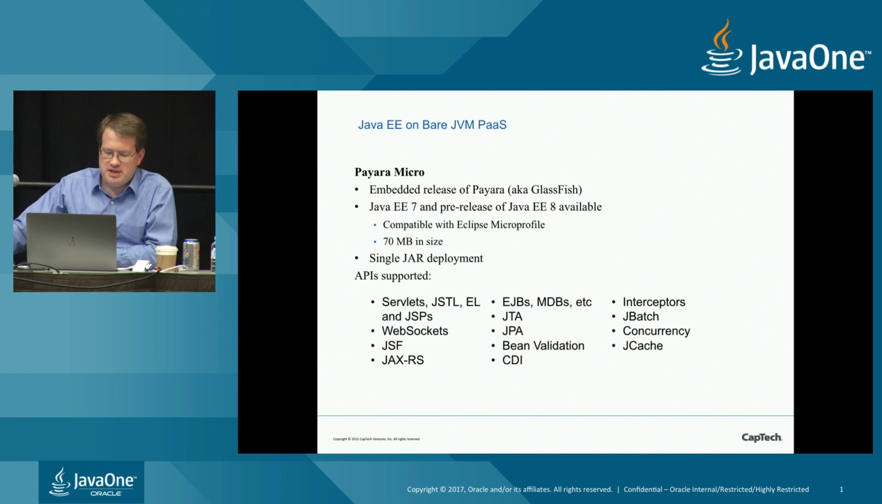I actually had a separate demo that I was working on with Swarm Micro, so you could do it with either of these two. Payara is nice in that it was easy to get up and running within a couple of minutes. If you're not familiar with it, it implements the Eclipse MicroProfile, is about 70 megs in size, and you get all of the services that I've listed down there by default.